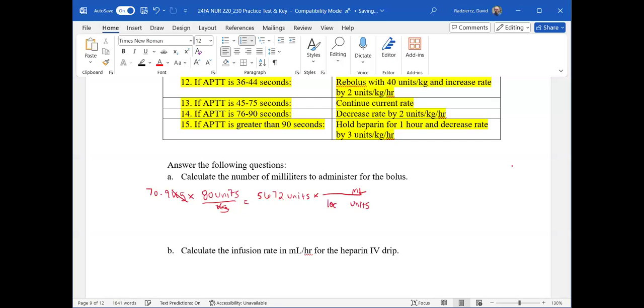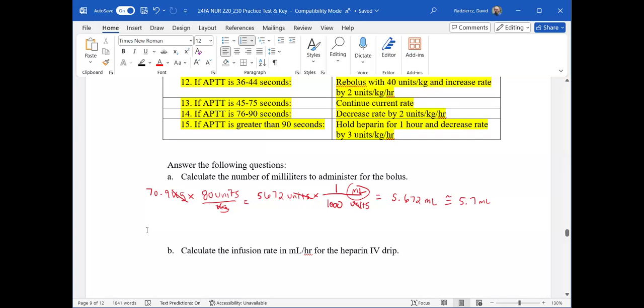So there's 1,000 units per milliliter. And then my answer, and then I'm eliminating units. I'm left with milliliters, which is exactly what I'm looking for. And I'm going to get 5.672 milliliters. And we're just going to round that to the nearest tenth. So 5.7. Any questions on how I got to the bolus dose strength? Okay.